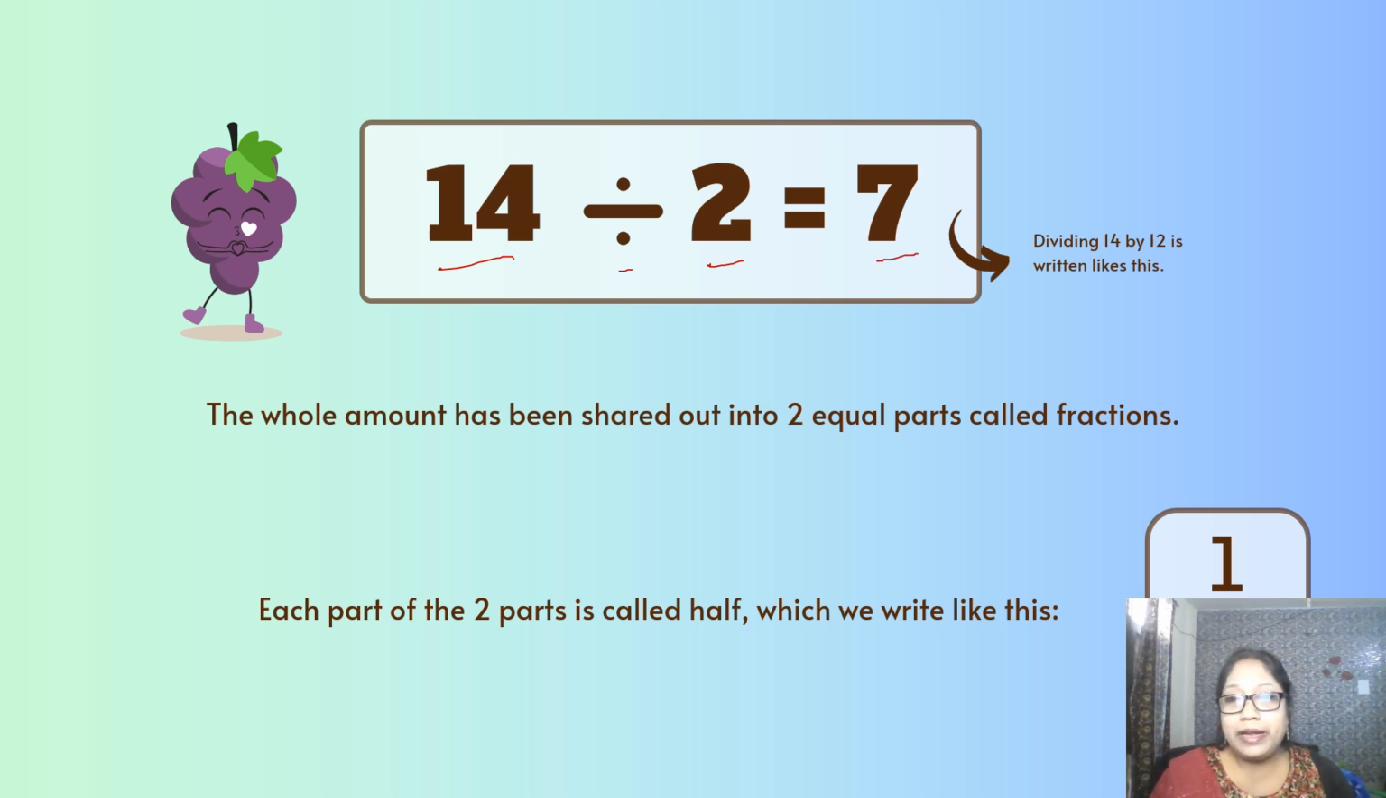Dividing 14 by 2 is written like this. When the whole amount has been shared out into 2 equal parts, it's called a fraction. Means 2 equal parts. Each part of 2 is called half, which is written like 1 upon 2. Right? This is called half.